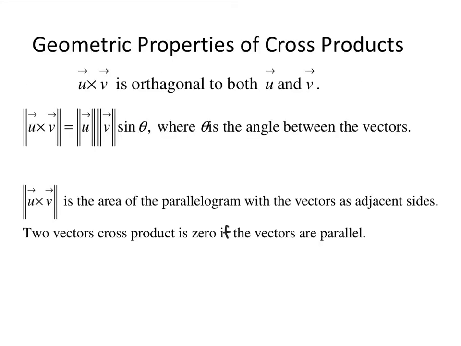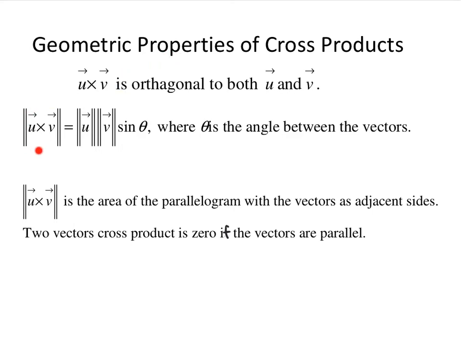Here are some geometric properties of cross products. I would pause the video and write these down. So we talked about a couple of these a couple slides ago. So u cross v is perpendicular to both u and v. We remember that orthogonal is the same thing as perpendicular.